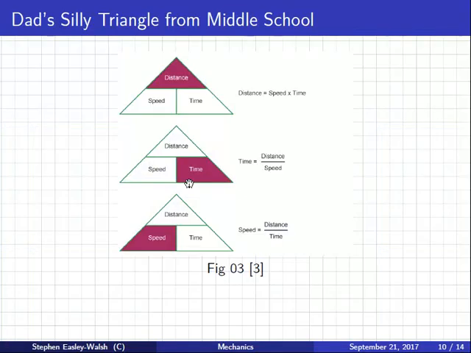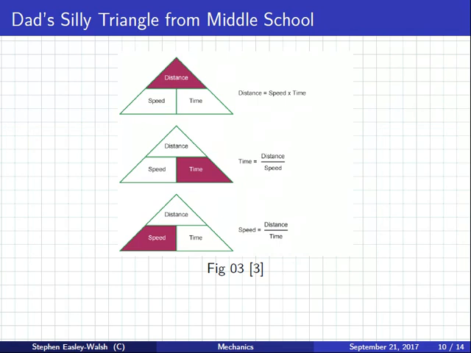You've seen this triangle before? Yeah. So you all know this basic triangle, and here it is again. Distance is speed multiplied by time. Time is distance over speed, and speed is distance over time. So you don't need to draw it 3 times. If you can just draw it once. Although this triangle only works in certain situations. It doesn't work for every problem.